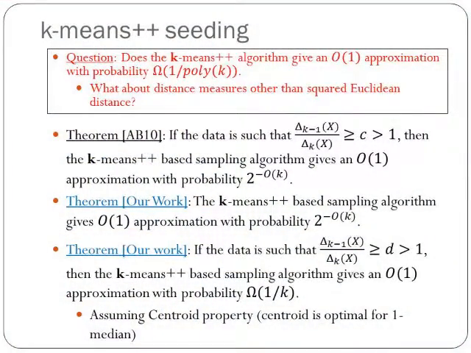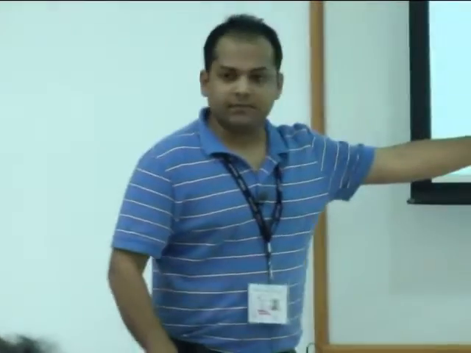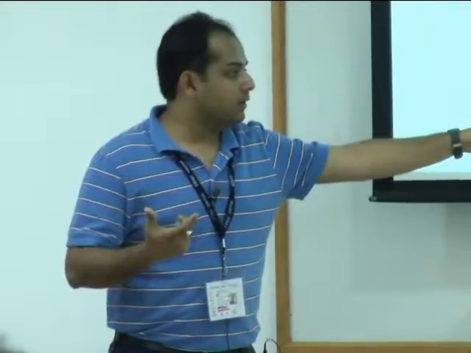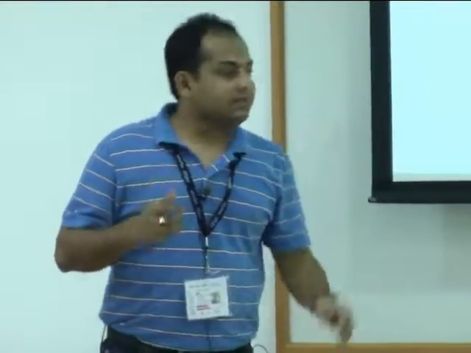And we show again that if the data is separable, then the sampling algorithm is going to give you a constant approximation with probability 1 over k. In addition, we require this centroid property for this particular result, which essentially says that the centroid is optimal for the one median problem.